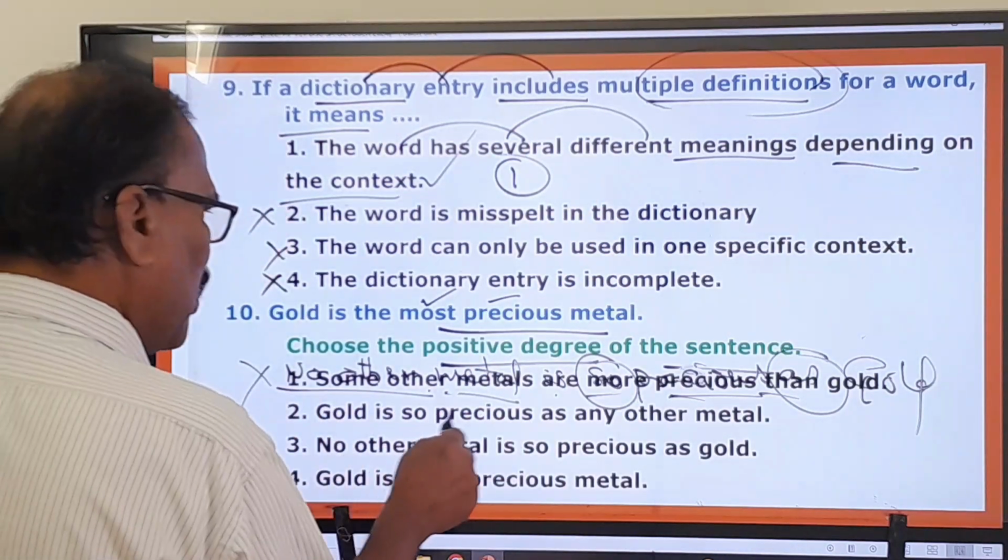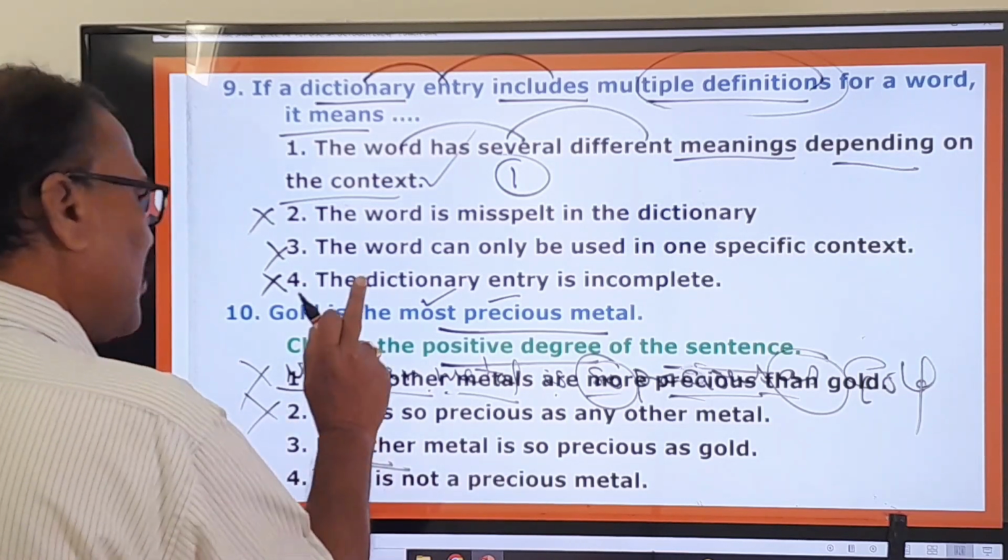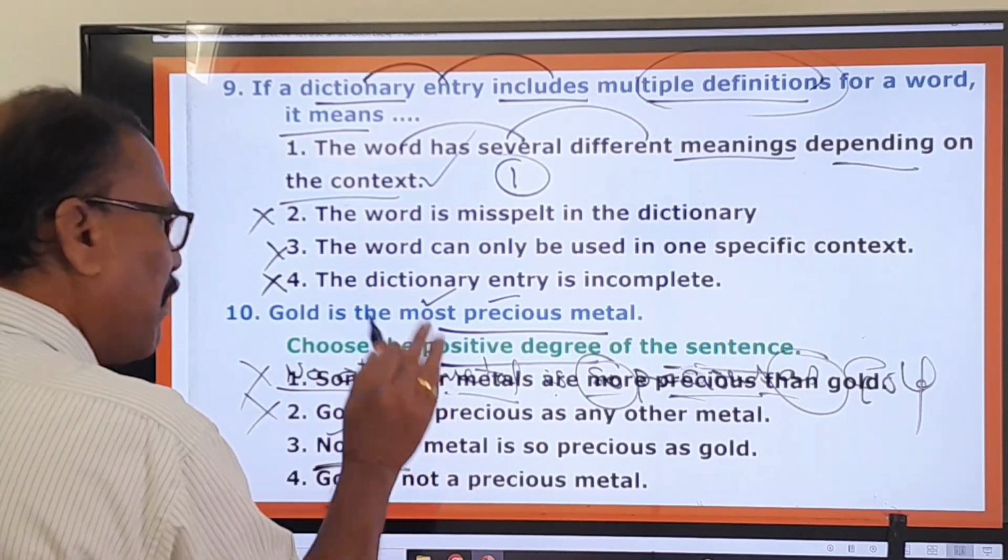No, gold is so precious. No, no other. This sentence must begin with no other in the positive degree.